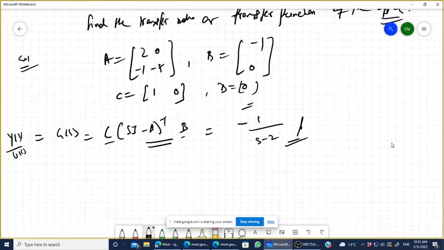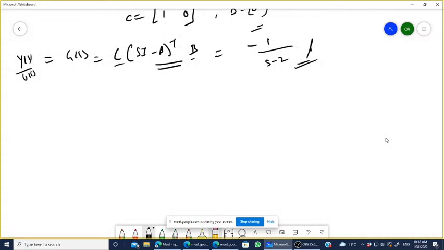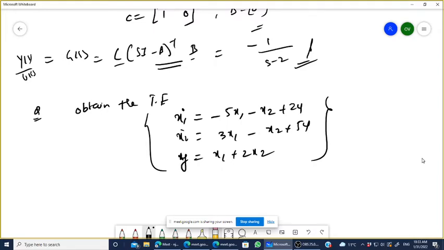One more problem I am giving you so that you can understand it, and this type of problem may be asked. This is a variation of the problem. Obtain the transfer function: x1 dot equals minus 5x1 minus x2 plus 2u. x2 dot equals 3x1 minus x2 plus 5u, and y equals x1 plus 2x2. So these are the equations.